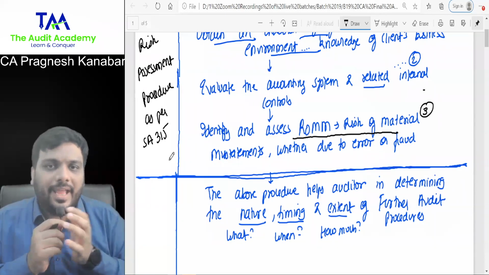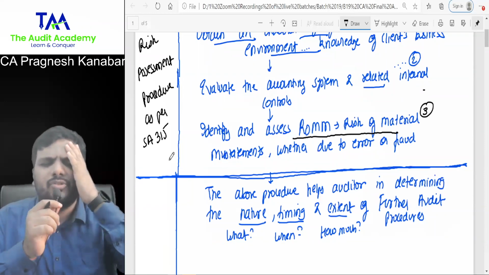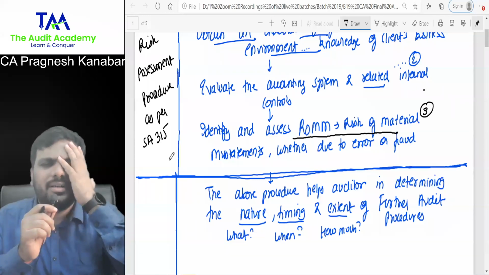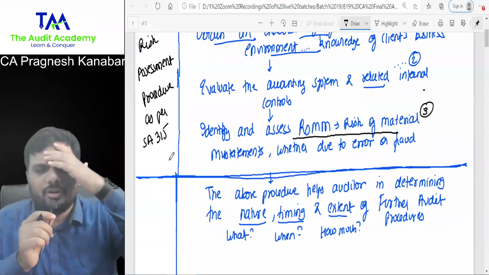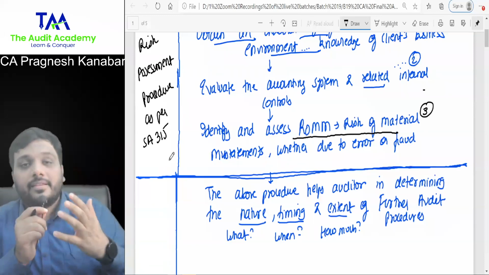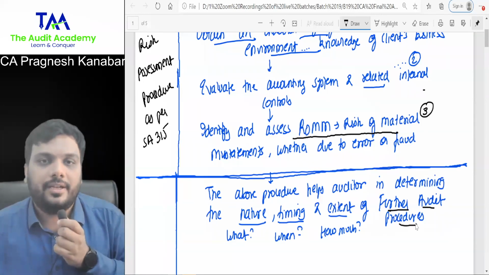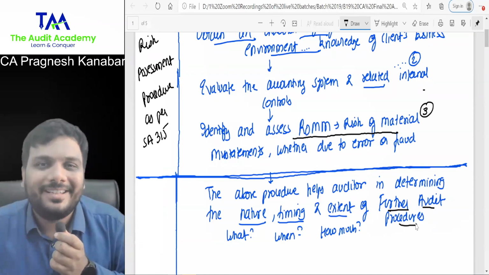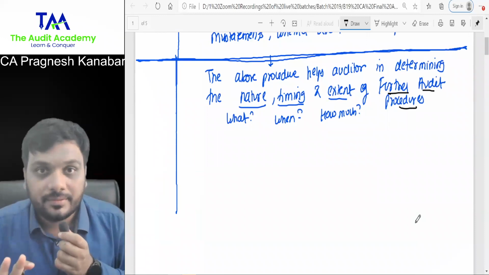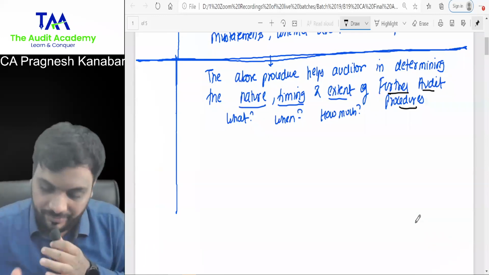Have you heard about this in Inter-CA? Do you remember this at least? TOC, test of controls, TOD, test of details. I'm not saying whether you are an expert of these words or not, but do you at least remember these words? All of that is nothing but further audit procedures, correct? But that will depend upon risk assessment procedures. So now everyone over here, we are going to be an expert in this, and that is the only objective that you should have.